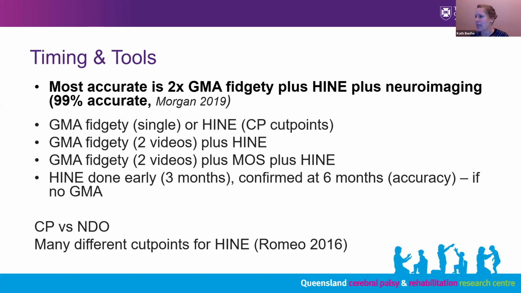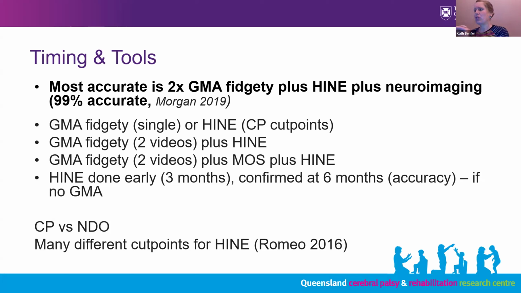But we often need to make strategic decisions as far as what's going to be most feasible in our context. So in LEAP India, we use just a single general movements assessment at fidgety age, or a HINE assessment if they were older, and that indicated eligibility into the program. But we have, since doing that, decided that as much as possible, we're recommending the 2 general movements assessments, because we just really think that that does enhance the accuracy quite significantly.